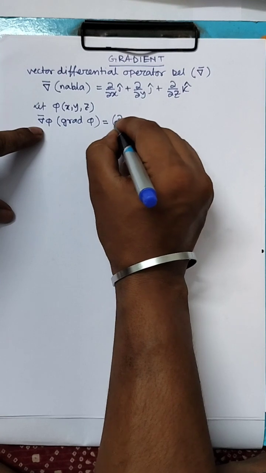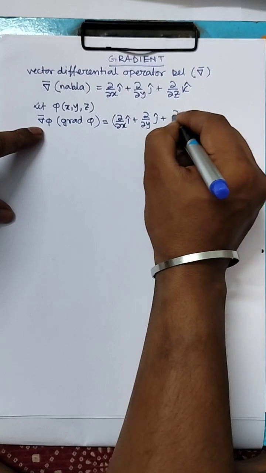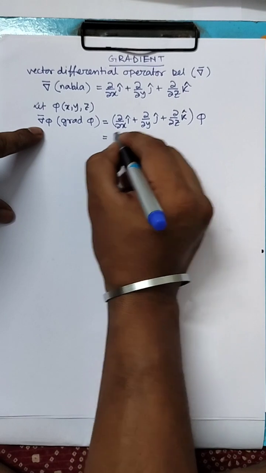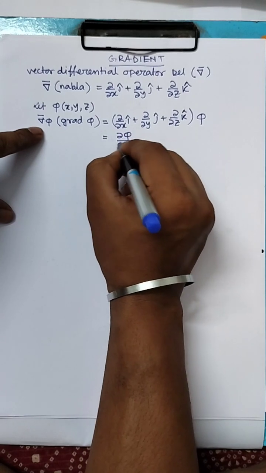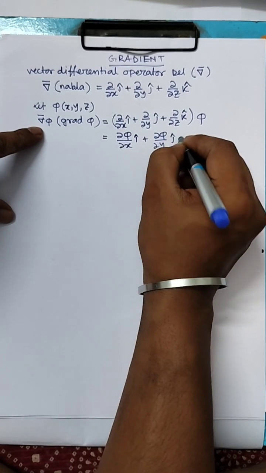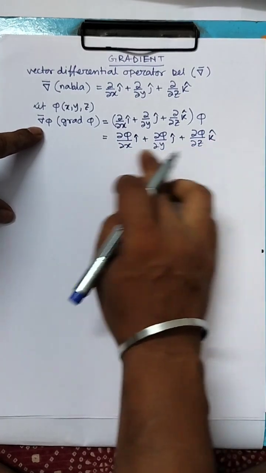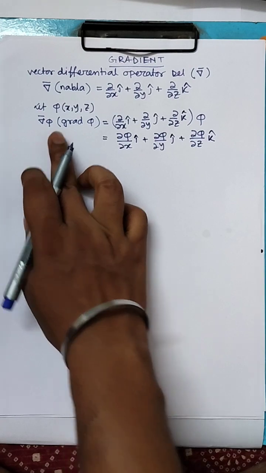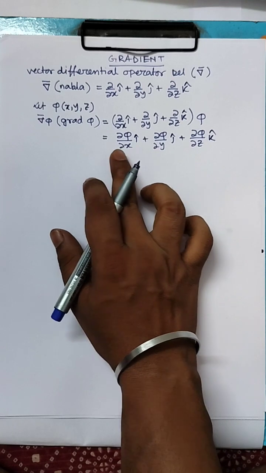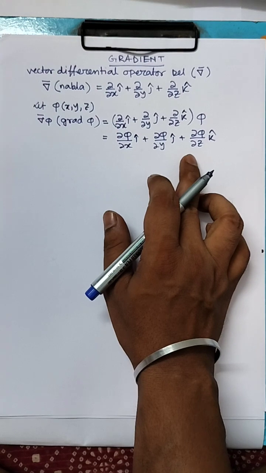We know that the value of del is ∂/∂x of i plus ∂/∂y of j plus ∂/∂z of k, and phi is a scalar quantity, so the final expression is ∂phi/∂x i plus ∂phi/∂y j plus ∂phi/∂z k. So this is actually a vector quantity. Phi is a scalar quantity. After doing a gradient, we get a vector quantity because this expression contains i, j, k. Now to understand clearly, we take an example.